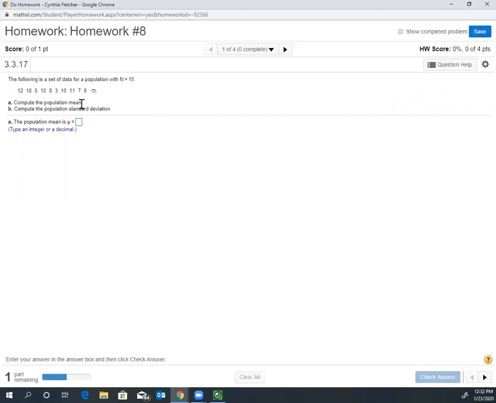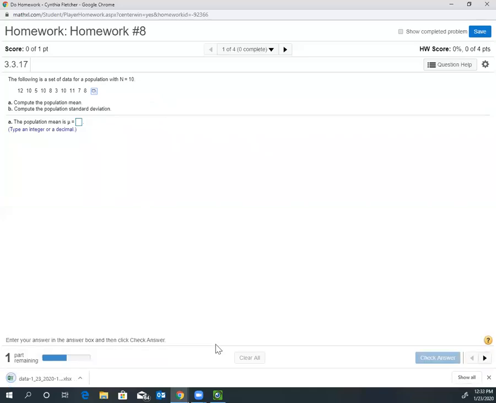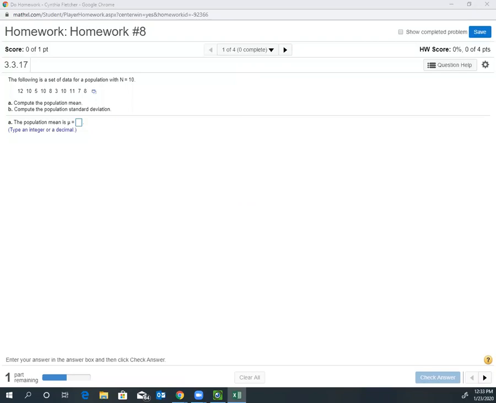Here's our first question. It says the following is a set of data for the population with n equals 10. We want to compute the population mean and the population standard deviation. So during class last week, I discovered how to do this in Excel. So we're going to click on this little box here and open it in an Excel document. Okay, so it opened down at the bottom. Give me one moment for that Excel sheet to open for us.